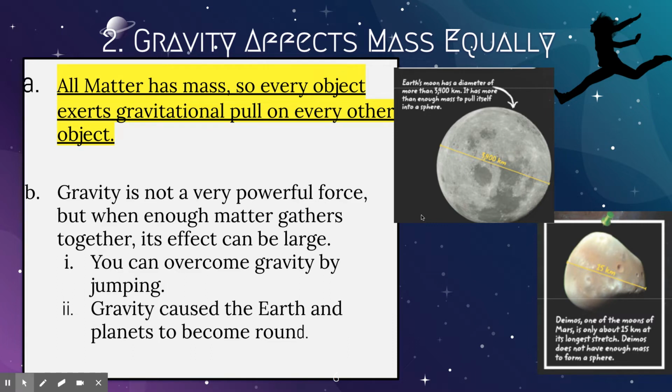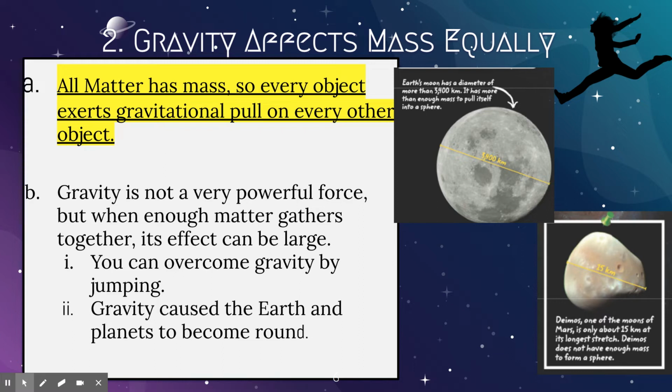Second big idea here: all matter has mass, so every object exerts gravitational pull on every other object. Anything with mass pulls on every other object. Gravity is not a very powerful force, but when enough matter gathers together, its effect can be very large. You can overcome gravity by jumping. If you couldn't overcome gravity, you would not be able to jump off of the ground.